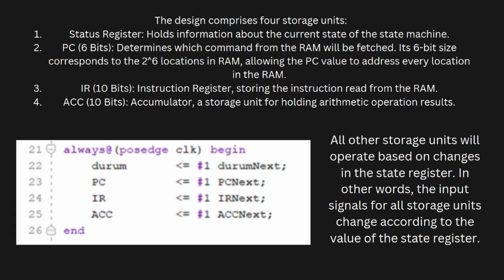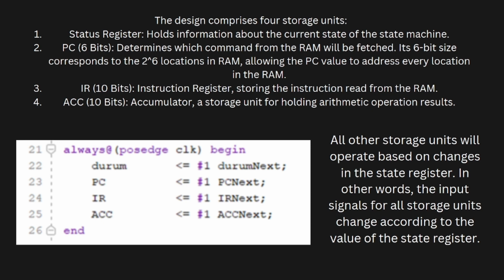The design comprises 4 storage units. One of them is the status register that holds information about the current state of the state machine. The second one is PC, which contains 6 bytes and determines which commands from the RAM will be fetched, and that 6 bytes corresponds to the 2 to the power of 6 locations in the RAM. And it actually allows the PC value to address every location in the RAM.